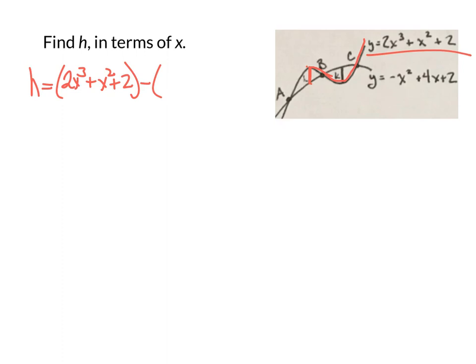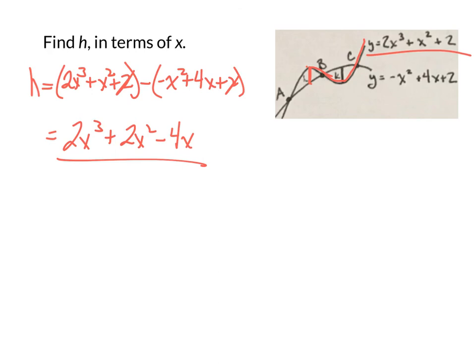Then we want to subtract the smaller one, which of course would be the other equation, negative x squared plus 4x plus 2. And then simplify. x squared minus negative x squared is plus 2x squared. Then we'll subtract that 4x, and 2 minus 2 cancels. So this is how we can describe that vertical distance in terms of x.